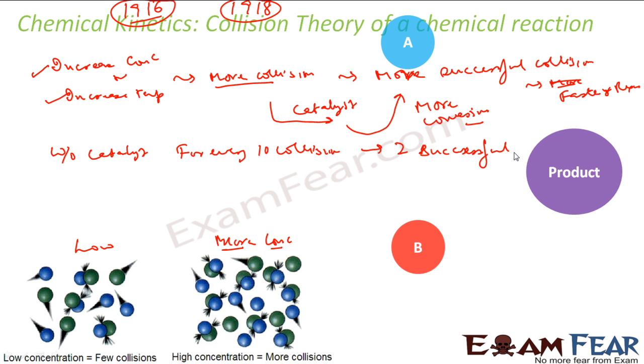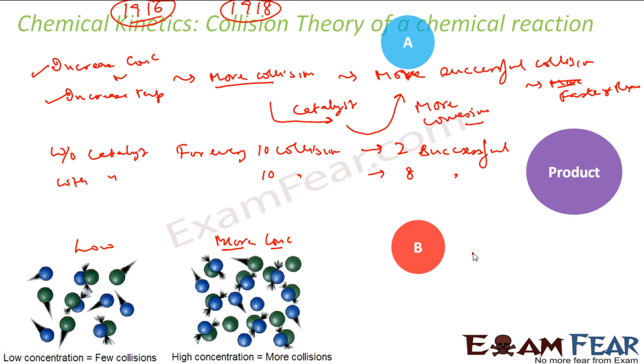That means proper orientation, proper speed. But with catalyst, it can happen that for every 10 collisions, 8 are successful. It can happen. We'll see why it happens, right? So that explains the role of catalyst all the more, because it is seen that with catalyst the rate of reaction has increased. So Arrhenius equation was not able to explain that concept properly, why the catalyst is playing such a major role, but this collision theory is able to explain that role properly.